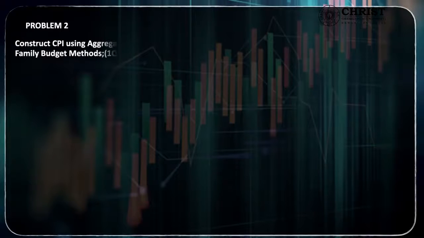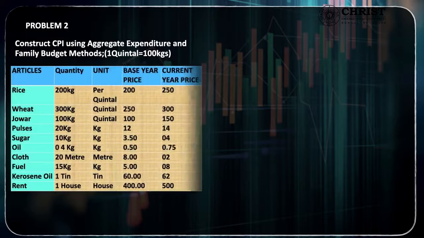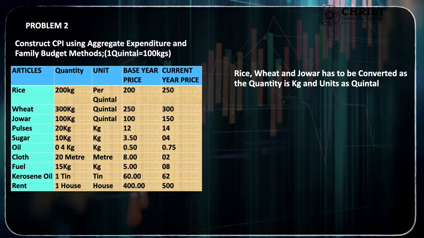Here is the adjustment. So here it is mentioned quantity 1 quintal is equal to 100 kilos. So now the second column and the third column you have to check. Second column, you have to remember that rice, its quantity is 200 kilos, unit is quintal. Wheat 300 kilos, it's quintal, and jowar 100 kilos and it's quintal. So quantity and units are different. If you see the other values, it's the same. Quantity is same and units are same. So the first three items we have to convert. Rice, wheat and jowar has to be converted as the quantity is kilogram and unit is quintal.